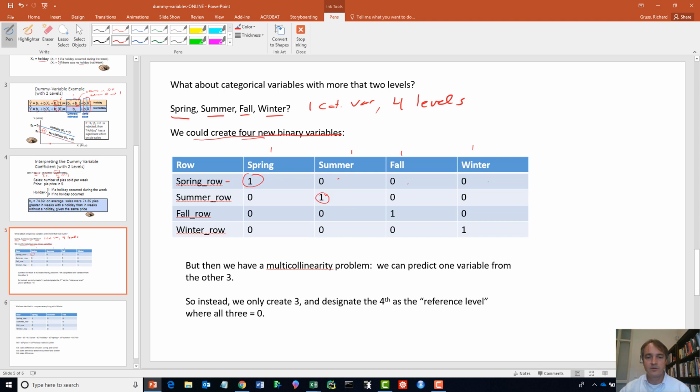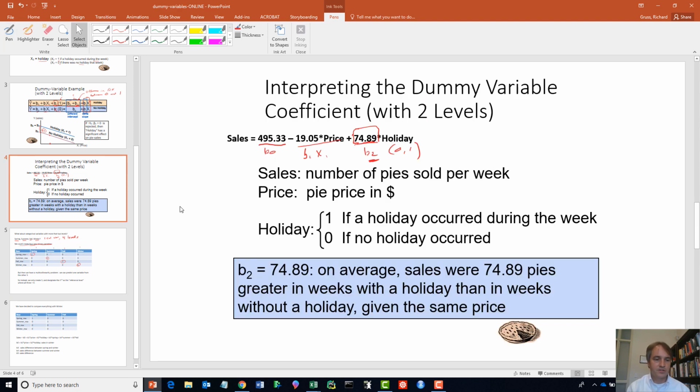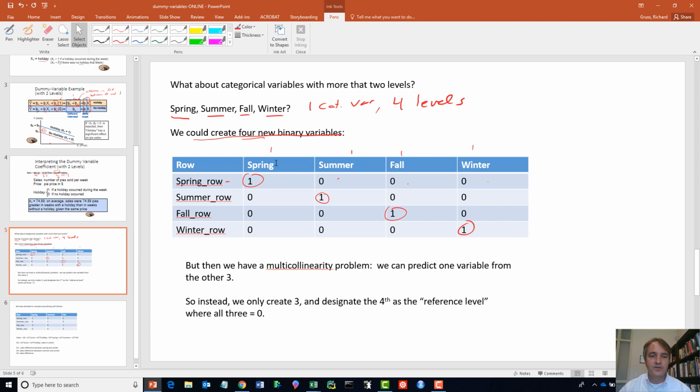Okay, so we just have these ones here, and that way we will be able to determine the coefficient on the spring variable, which would tell us the increment in the dependent variable that's due to the fact that it took place in spring. But the problem with doing it this way is that we now have multicollinearity.